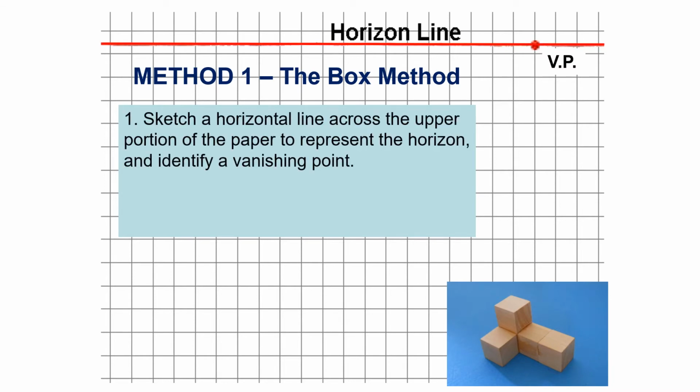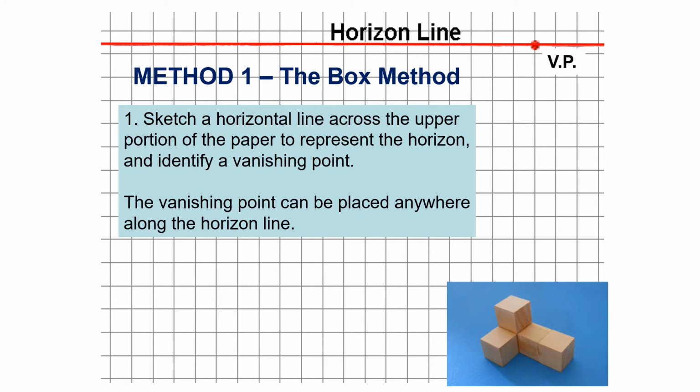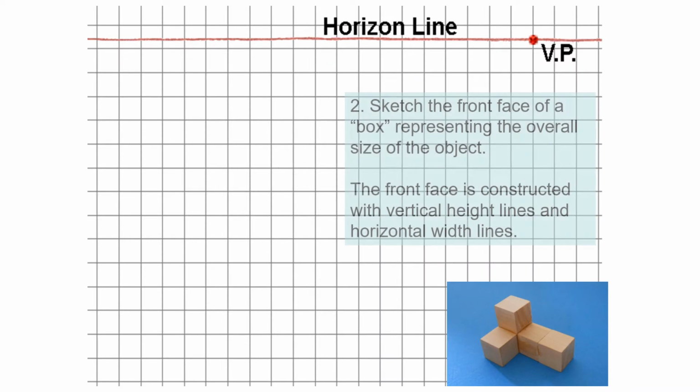Sketch a horizon line. That's that red line on the top across the upper portion of the paper to represent the horizon, and identify a vanishing point. So you make a little dot, and they called it VP. The vanishing point can be placed anywhere along the horizon line. Typically, though, I'll put it in the upper right.